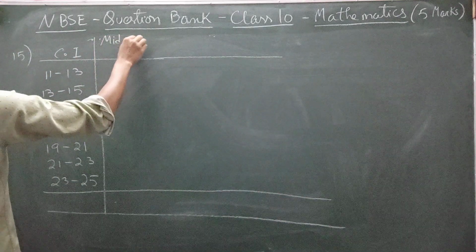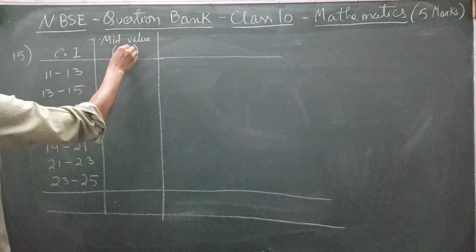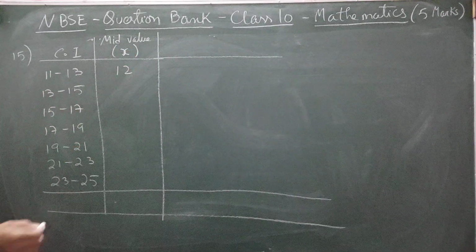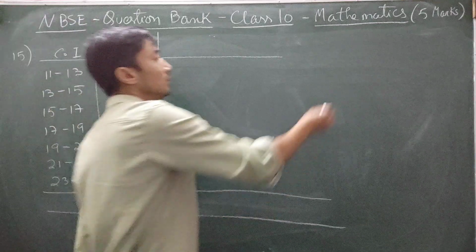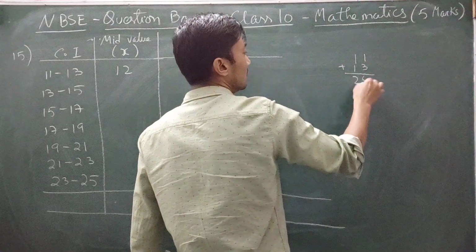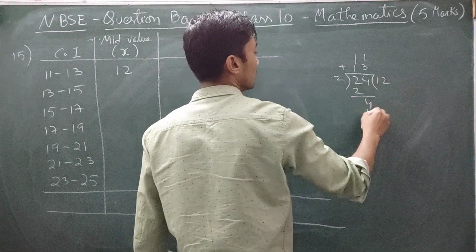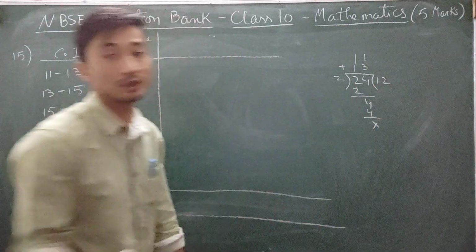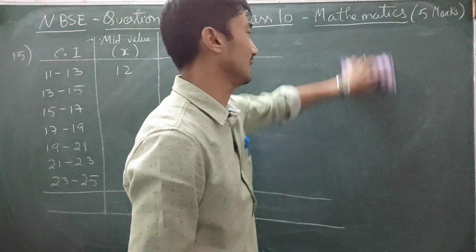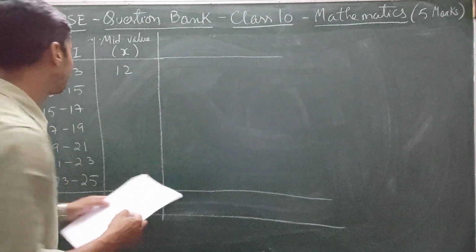Next column will be mid value, if you remember, that is x. Mid value means middle of the class interval. This is easy, 11, 13, middle, very easy, 12, middle value. Actually, for middle value, what we do is we add the upper and the lower limit, 11 plus 13, and we divide it by 2. See, 12. That's what we do with big intervals, but without dividing also, I think we can easily predict what is the middle value. Understanding middle value is not a very big concept.